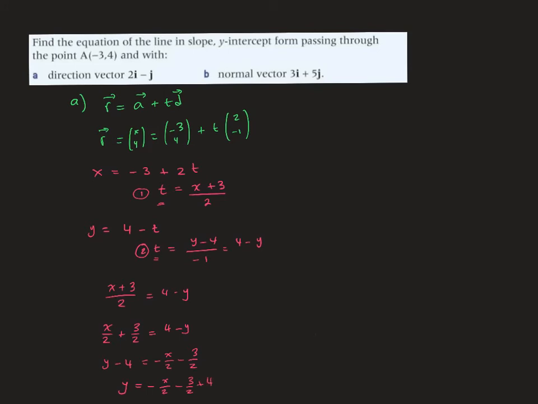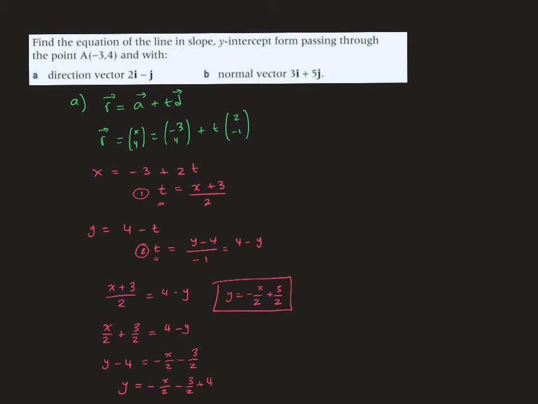That would give me a final answer of y equals minus x divided by 2. And then 4 is 8 over 2, so plus 3, that's 5 over 2. So plus 5 over 2. And this is the equation of the line in the slope-intercept form.